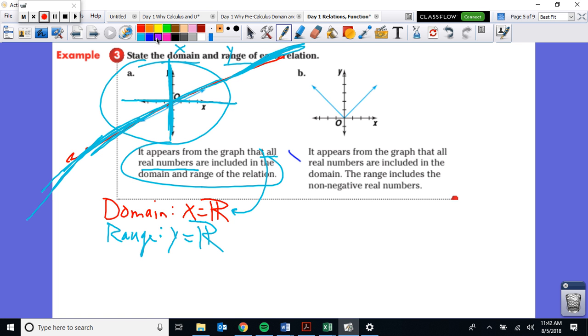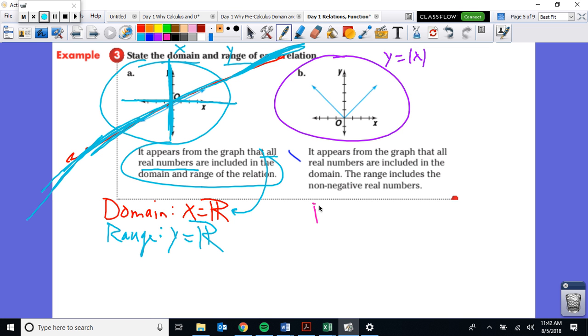Okay, next one, copy this in your notes. We got the V. This is an absolute value function. This is y equals absolute value of x, in case you were wondering. We're going to go over that in a little bit, about a month or so, but we're going to get it right now. So domain and range.